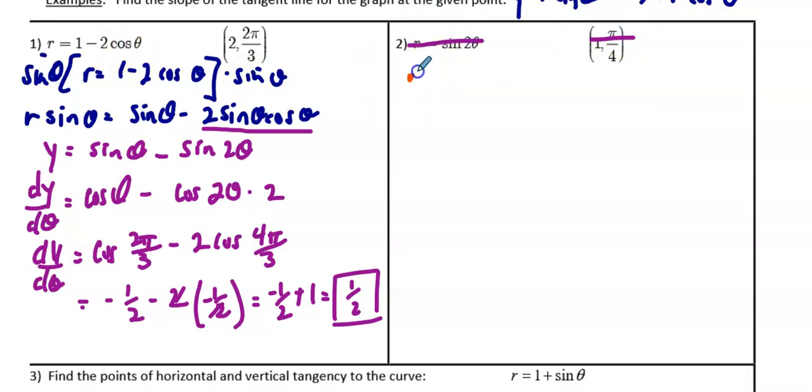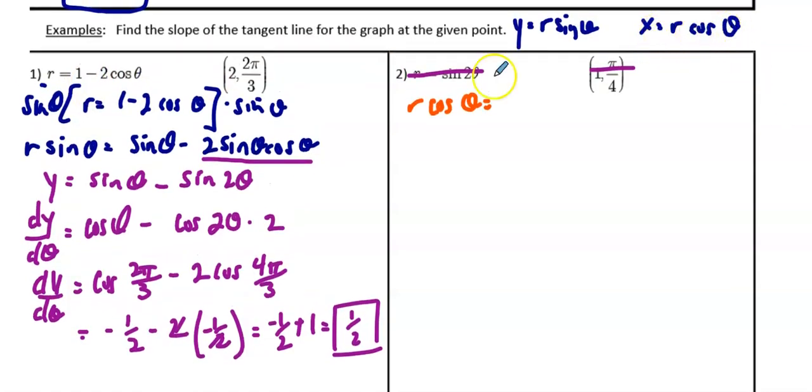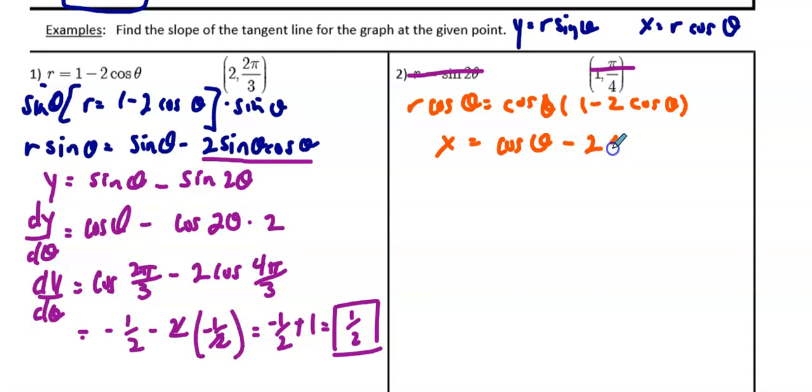I'm just going to multiply both left and right by cosine of theta, because remember that x is equal to r cosine of theta. If I multiply the left-hand side by cosine theta, and I multiply the right-hand side by cosine of theta, then I haven't changed my function at all. And so this now becomes x, and I'm going to distribute this. I'm going to get cosine of theta minus 2 cosine squared theta.